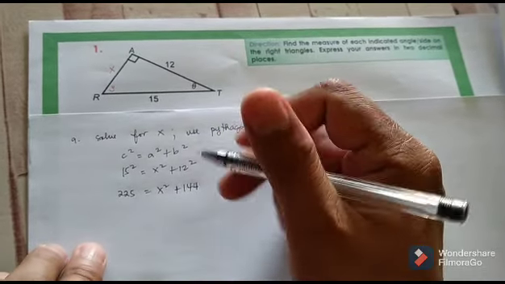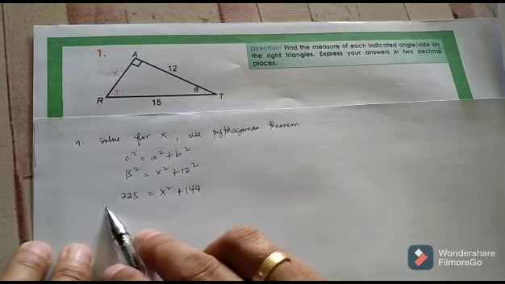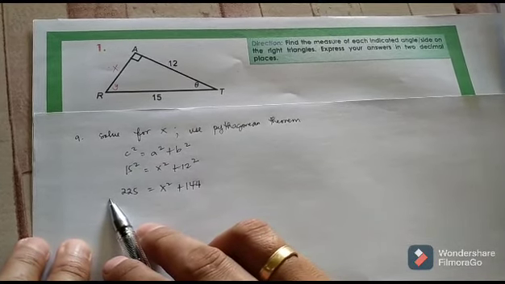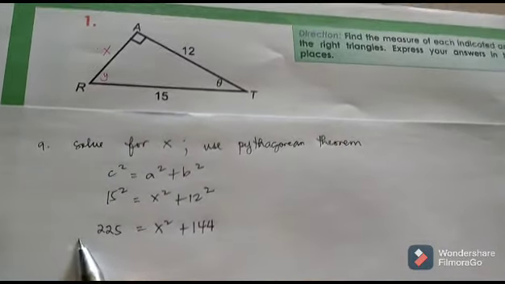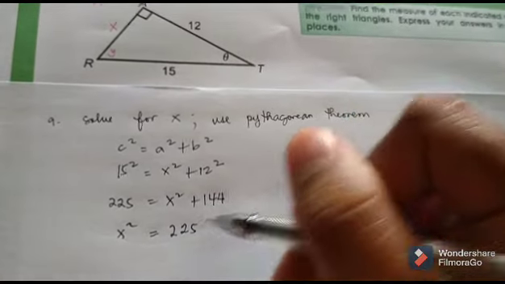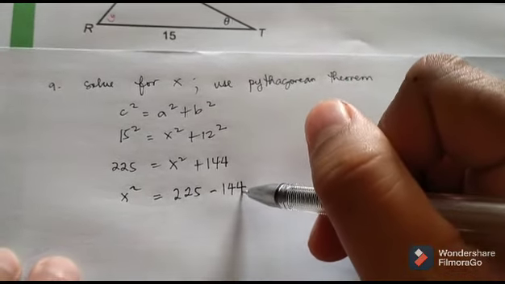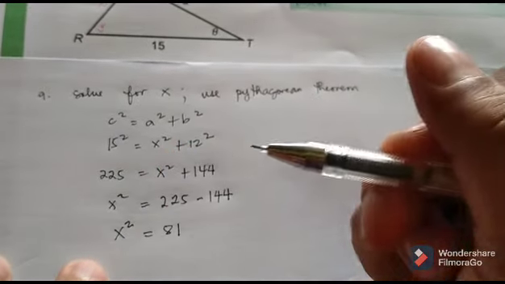144, and we're looking for the value of x square, so we have to transfer 144 to the other side. As we transfer 144 to the other side, you would have x square is equal to 225 minus 144. And this will give you 81. So x square is equal to 81.